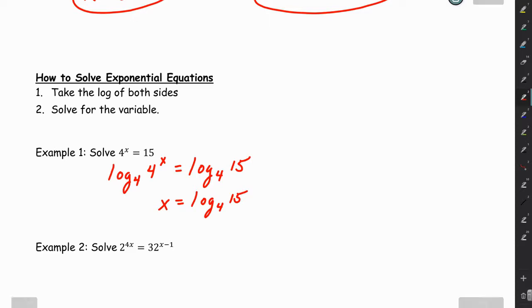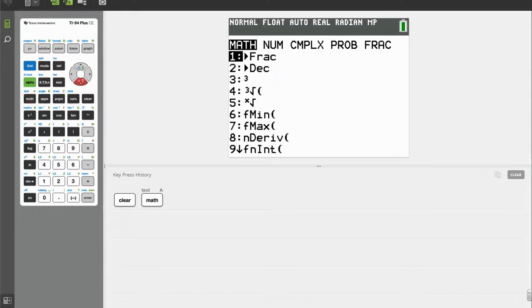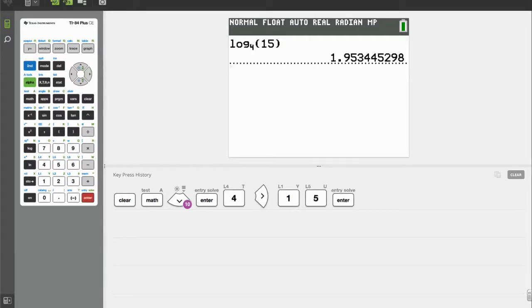And I can put that into my calculator. Now, this is the exact answer. All right, if I put it in the calculator, I'm going to get a rounded answer. Let's look at that. All right, so we're going to go to math, and we're going to scroll down to the log function. And in this case, we want log base 4 of 15. And that rounds to about 1.95.